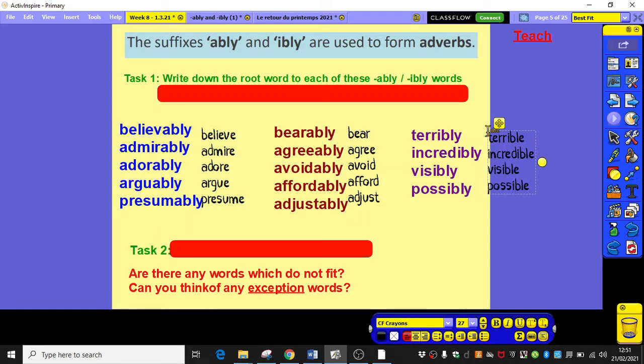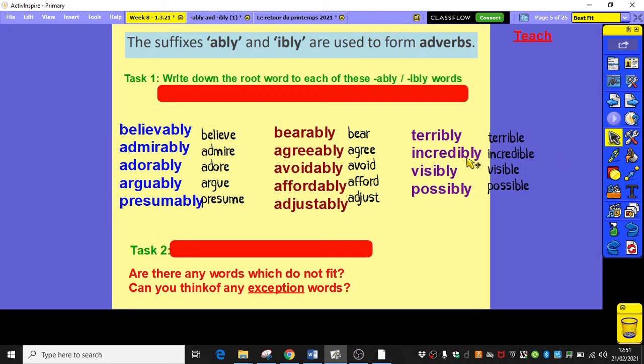But we can't see the whole root word in that word there, can we? We can't see the whole of terrible in there. We've got terr, and then we've got ibly. We've got incred, and then we've got ibly. We've got vis, and then we've got ibly. Pos and ibly. Interesting.